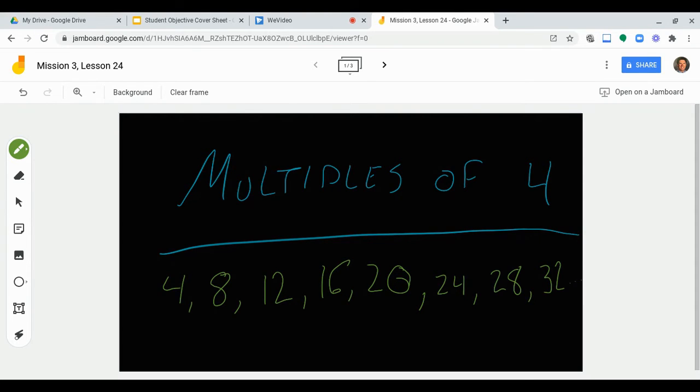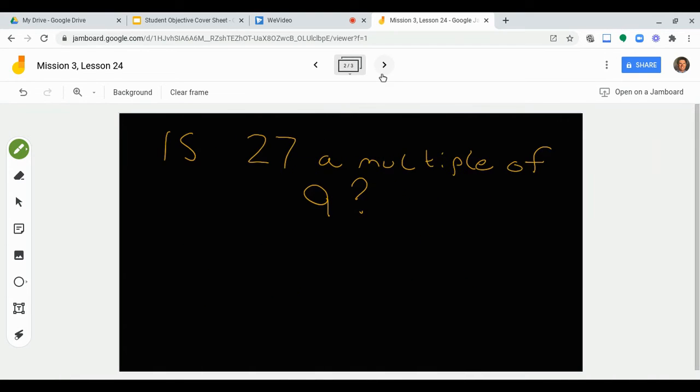Now, if you asked me, is 19 a multiple of 4? Well, no, it's not, because I can't do 4 times any number to get 19. And if I skip count by 4s, I do not end up at 19. So think of it in terms of skip counting, or can I multiply times that number to end up at whatever number I want? Because you might be given a problem like this: is 27 a multiple of 9?